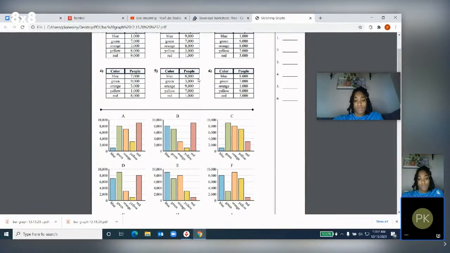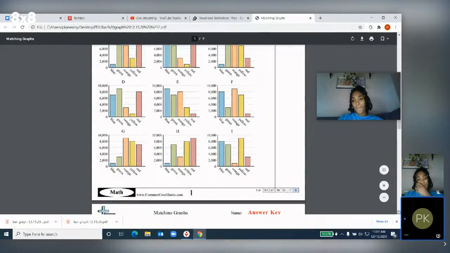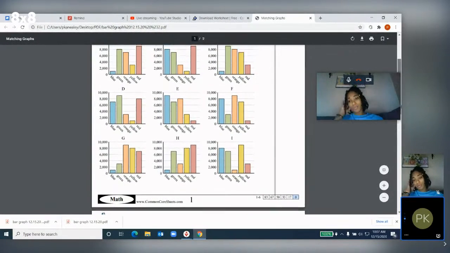8,000 people. Okay, so let's find one that has 8,000 people. Well, we see B is 8,000 people, and we see F is 8,000 people. And let me see what else. And we also see I that is 8,000 people. So we have 3 graphs where blue is 8,000 people.